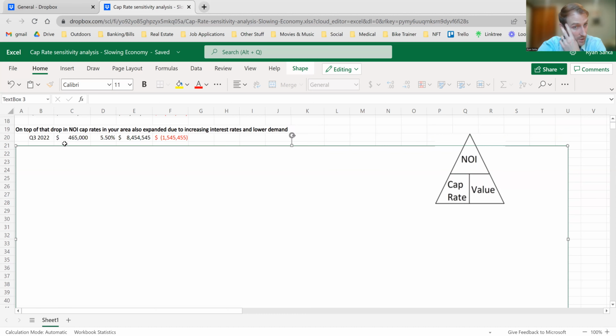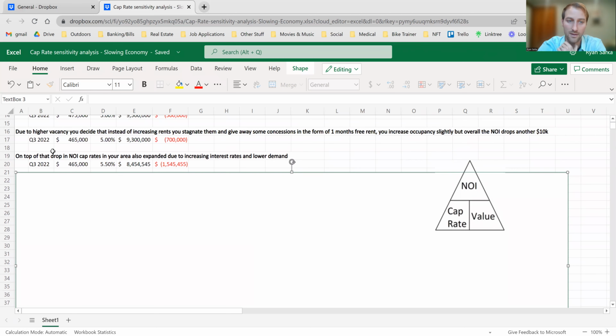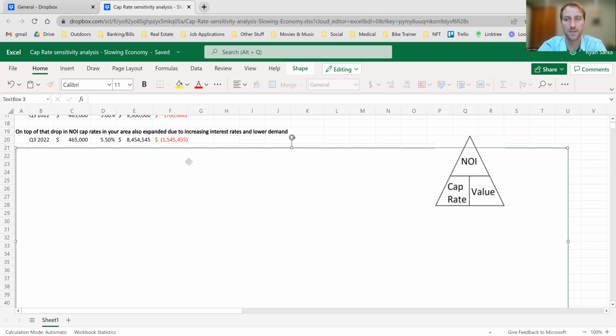So we're still in the same time as that last part of the example. We're still in Q3 of 2022. Our NOI this time stayed the same, but our cap rate actually went up 0.5%, to 5.5%. Now, if we go through and do our value again, NOI divided by our cap rate, you can see that we've dropped quite a bit this time. We're down to a value of around $8.5 million, which means we've lost about $1.5 million of value from our original $10 million purchase price.